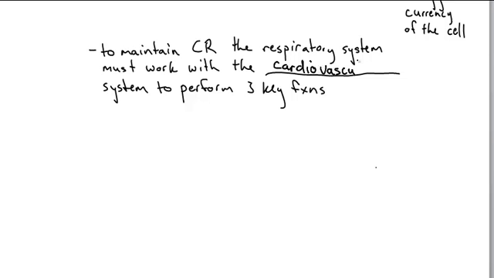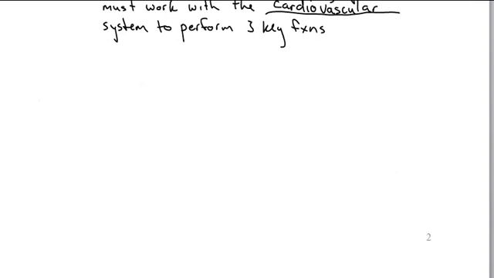I could have seen if you came up with the nervous system too, because it's going to be regulated by the nervous system. But these two are essential to actually transport the oxygen and CO2. So what they have to perform is first what's called external respiration. This occurs in the lungs.